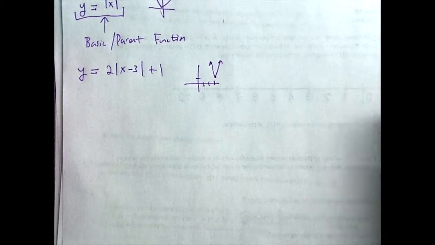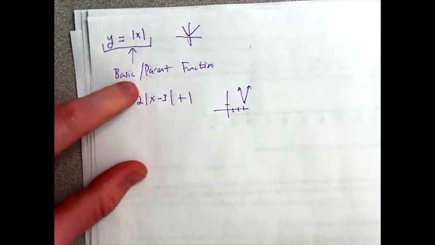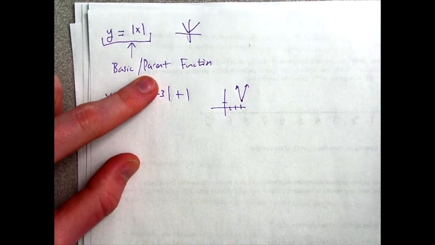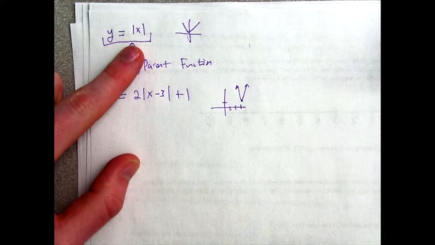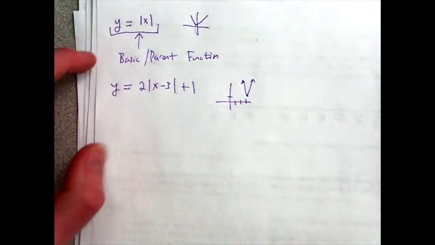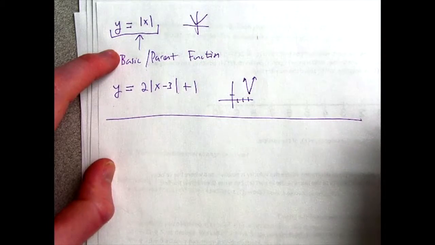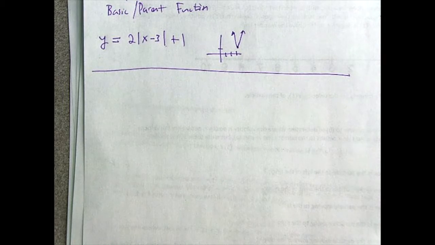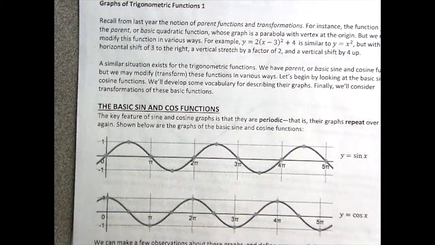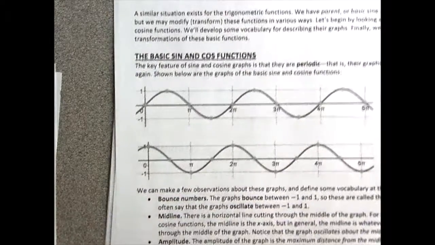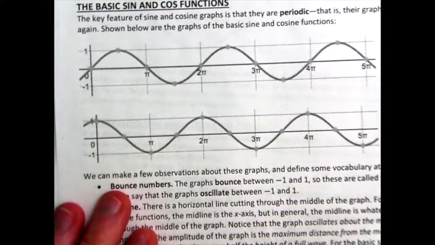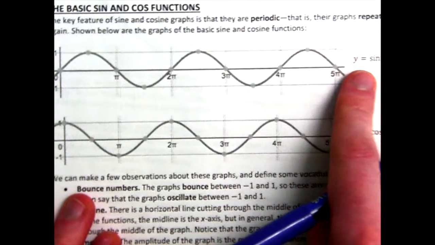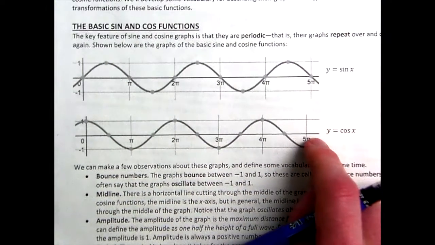Now, the reason I remind you of that is that just like there's a basic or parent absolute value function, there is also a basic or parent sine and cosine function. So let's talk about the basic sine and cosine functions. What do the basic sine and cosine functions look like? What do the parent functions for sine and cosine look like? Here they are right here. So I'll just zoom in and show you. This top one here is the sine function, and the bottom one is the basic cosine function.